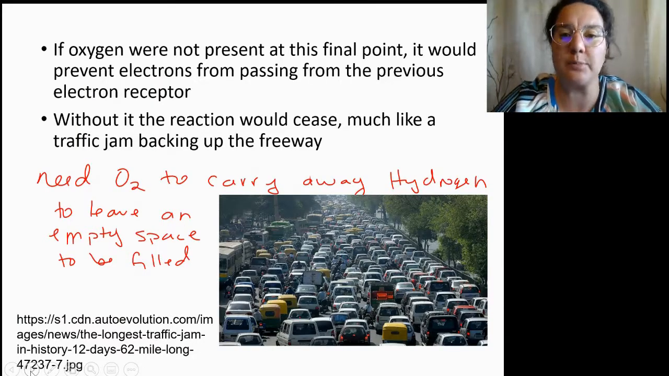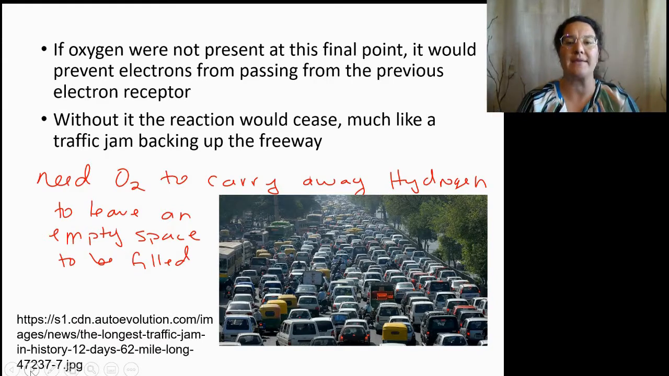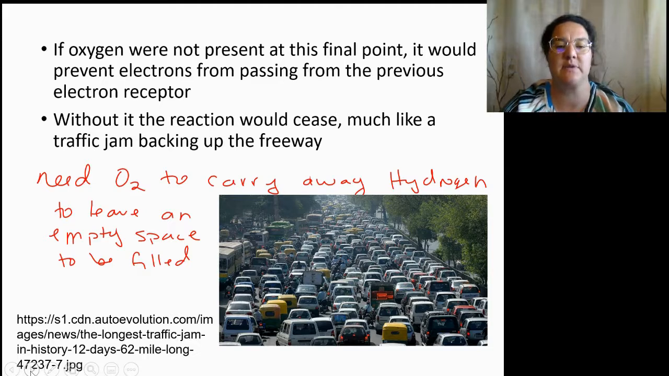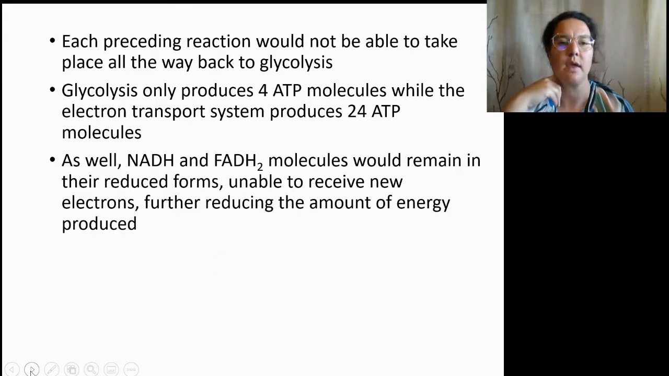So if oxygen isn't present at this final step, it would prevent the electrons from passing the previous electron receptor. So there would be a traffic jam if we're not taking those hydrogens away at the end of the electron transport chain. So we need oxygen to carry away the hydrogen to leave an empty space to be filled by the next hydrogen ion. So each preceding reaction would not be able to take place all the way back to glycolysis.